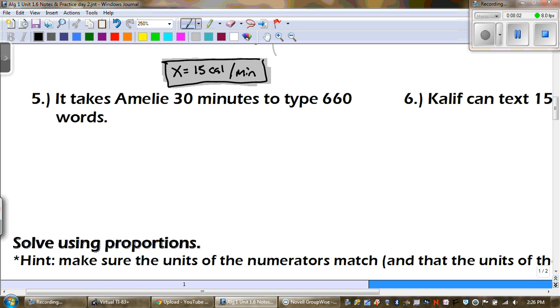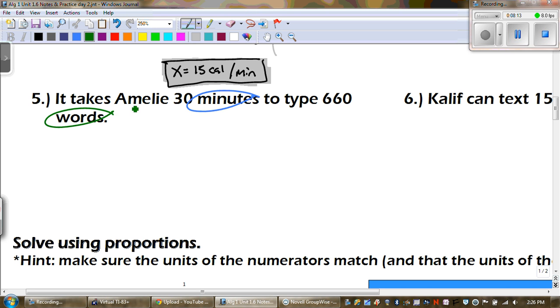Number 5, it takes Amelie 30 minutes to type 660 words. So we've got minutes to words. Minutes goes on top, the words go on the bottom. 30 over 660 equals, how many words can she type per minute? So we know that they want the minute, which is 1. Cross multiply. We get 30x equals 660.